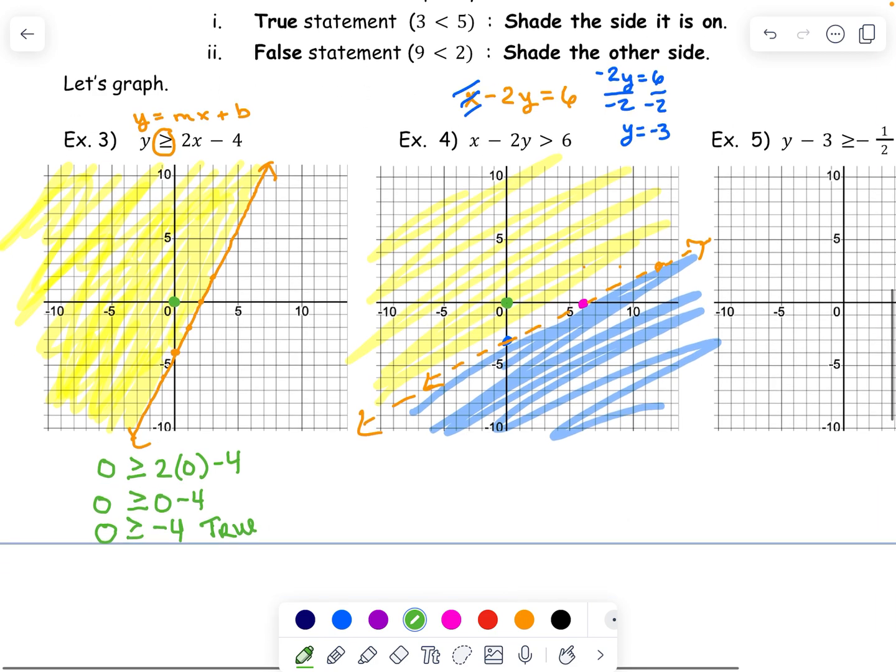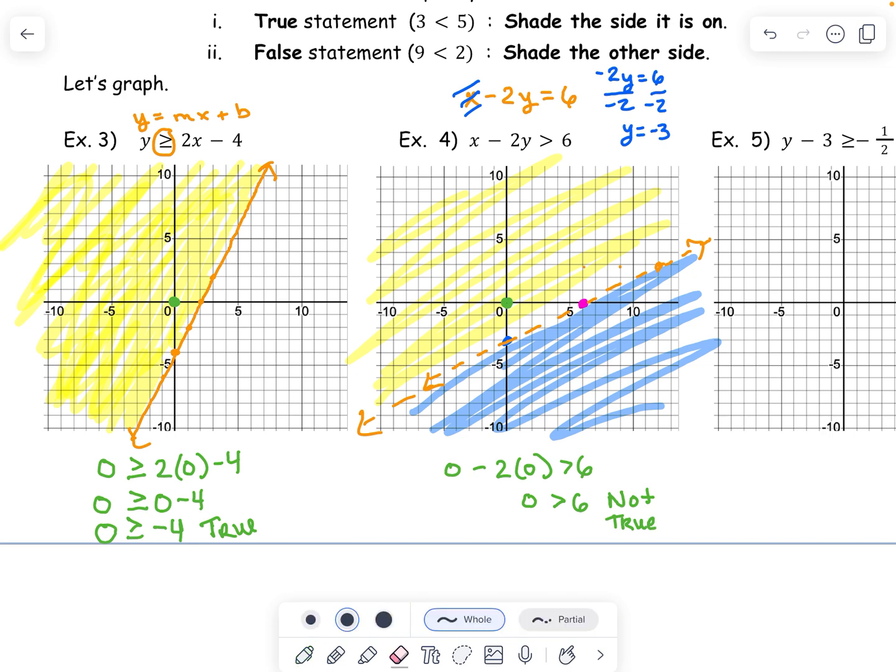So if we pick (0, 0), now we're in the yellow region again. We put a 0 in for x and a 0 in for y, and we see what happens. This means that 0 is greater than 6. Excuse me, no, it's not. Not true, right? Well, if it's not true in the yellow, then it must be true in the blue, and that's where we're going to shade, and we're going to keep that region.